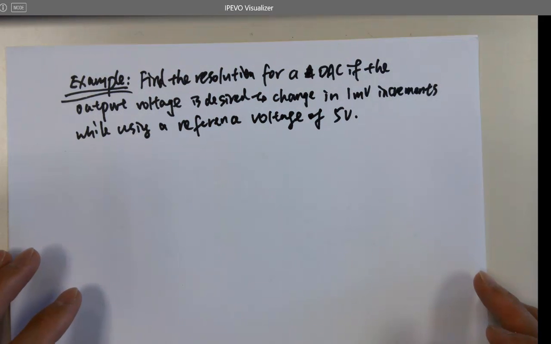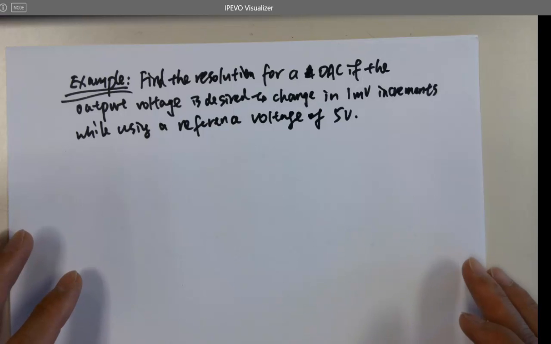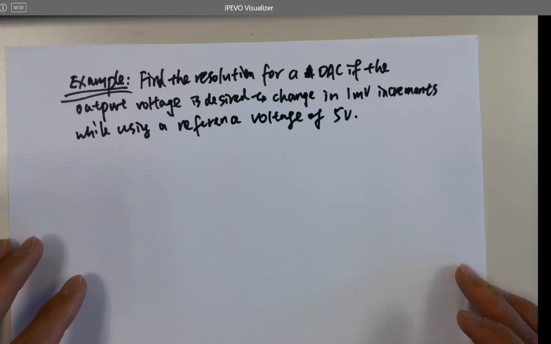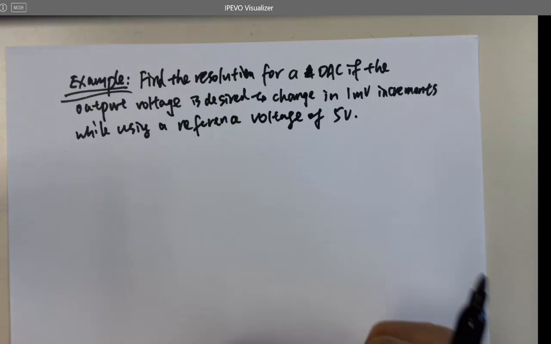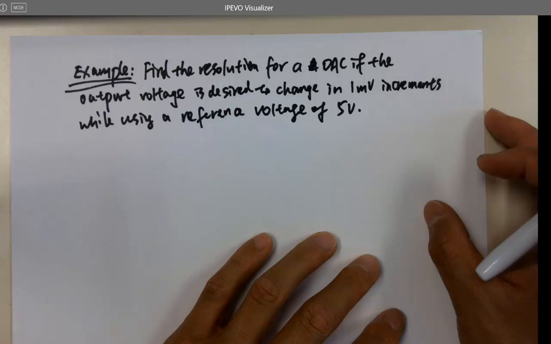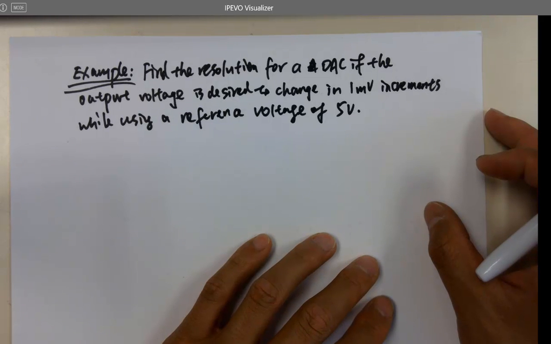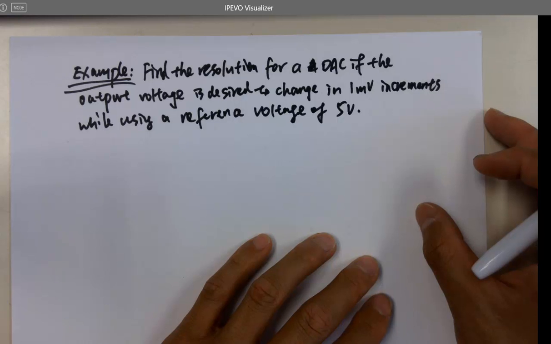It's like someone is designing a DAC, and the customer said, at least your DAC needs to change so the output has to change in 1 millivolt increments, which means the smallest step it is able to resolve is 1 millivolt. If you are asking whether this one can do a 0.5 millivolt increment, no, that's the lowest voltage it is able to resolve. So how many bits do you need for that DAC in order to resolve 1 millivolt when you have a reference voltage of 5 volts?